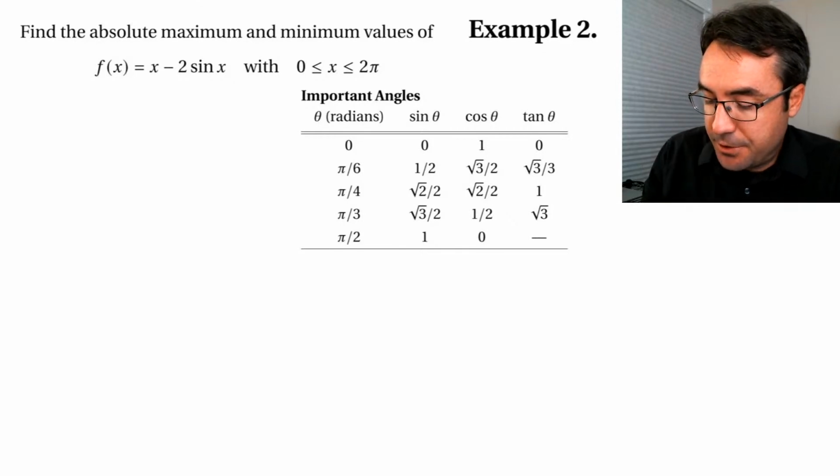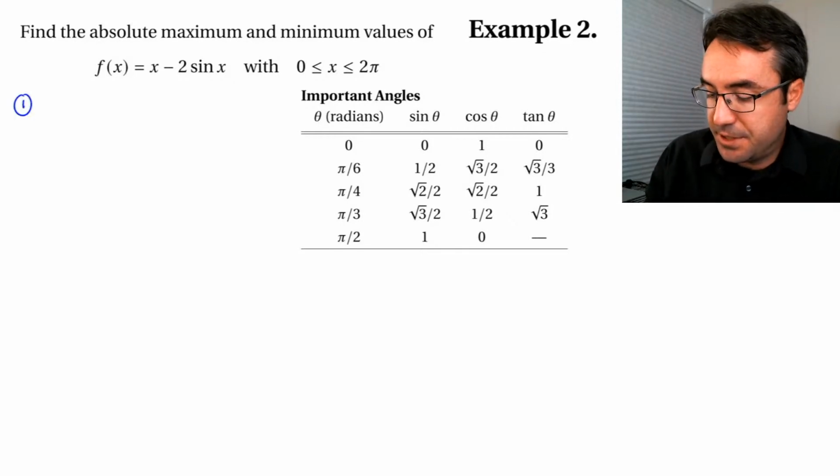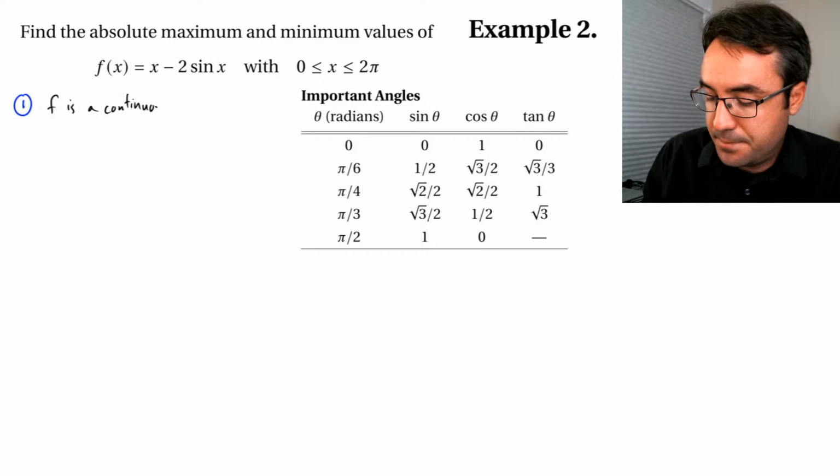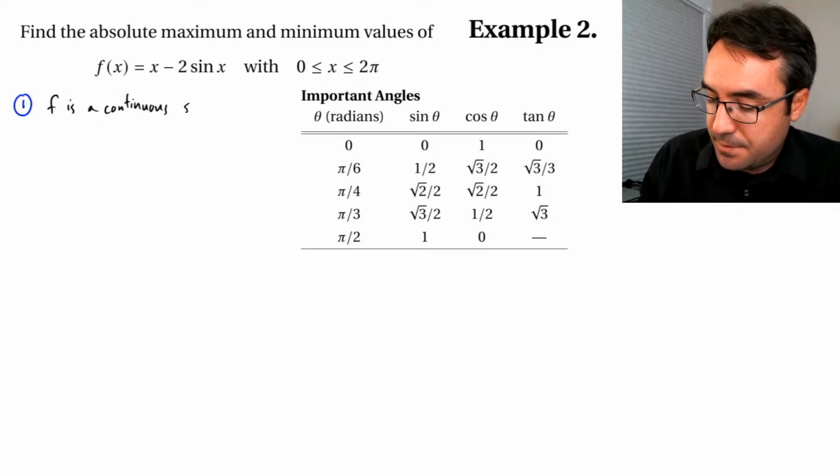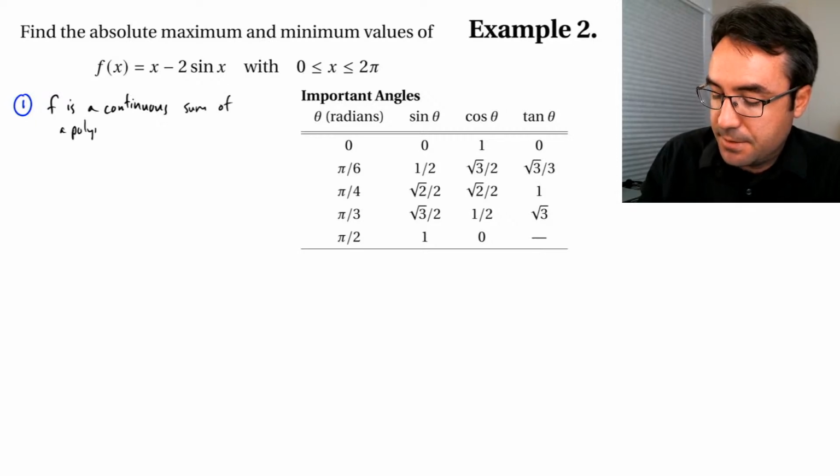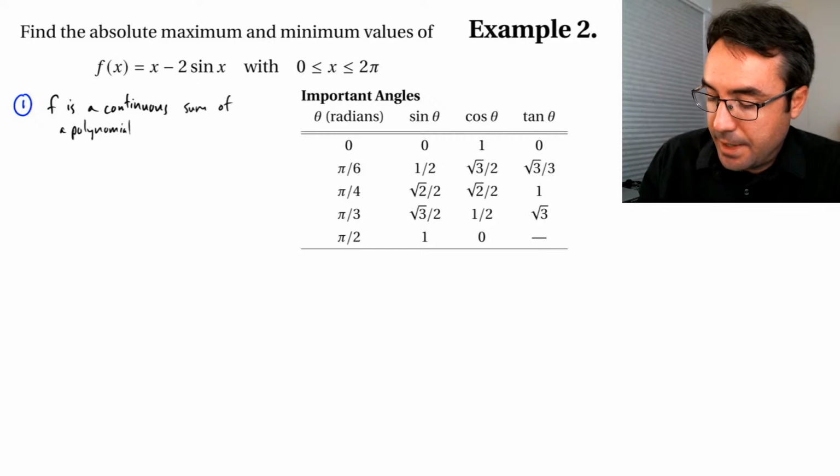So first thing we want to do is just verify that our function is continuous. And it is. It's a continuous sum or difference of a polynomial, the x, and the trig function, 2 sine x. So we're just adding, subtracting there, a polynomial and a trig function.